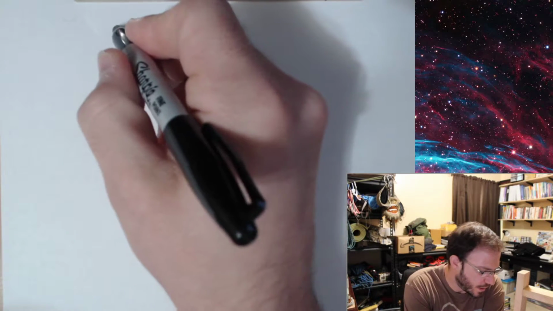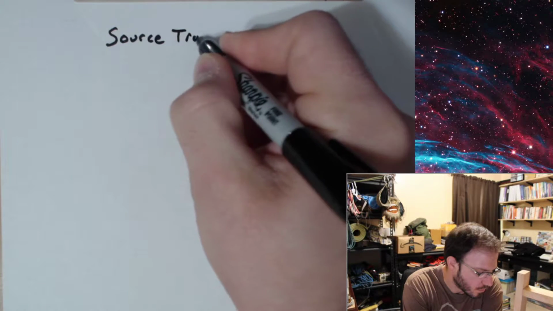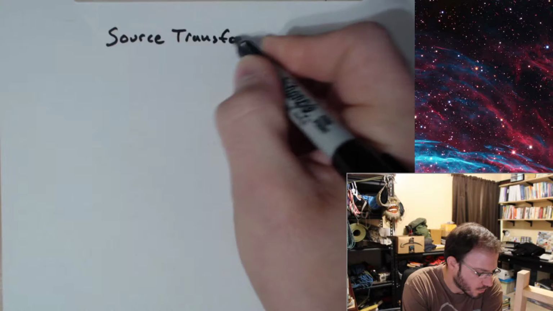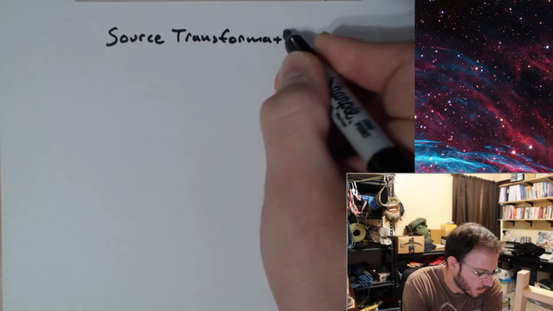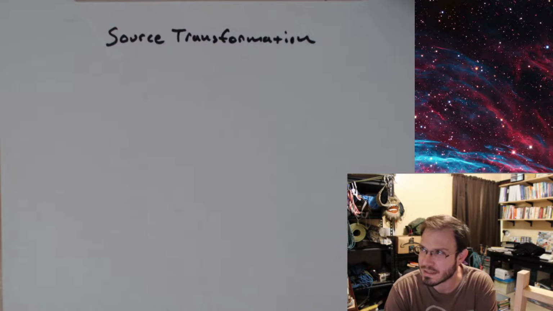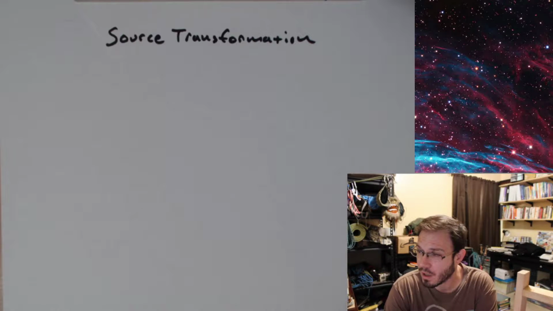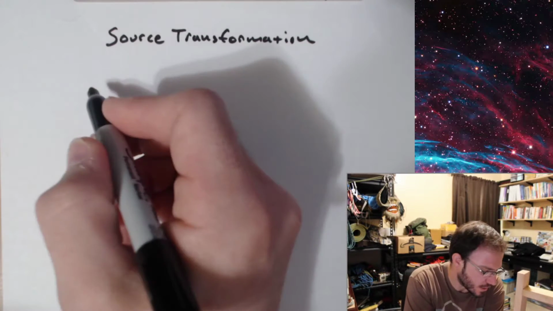Today we're going to cover a couple of simple things that actually can be quite useful. First, let's start off with something called source transformation. Source transformation is really easy, really straightforward, but can be incredibly valuable, depending on the situation. So let's see what it is.